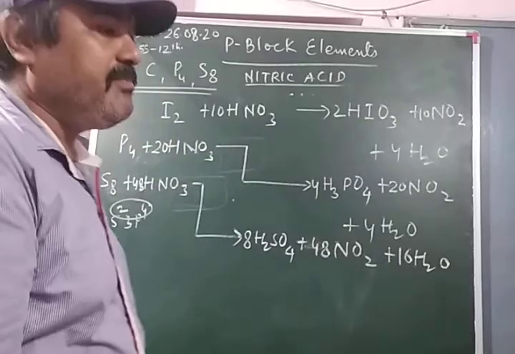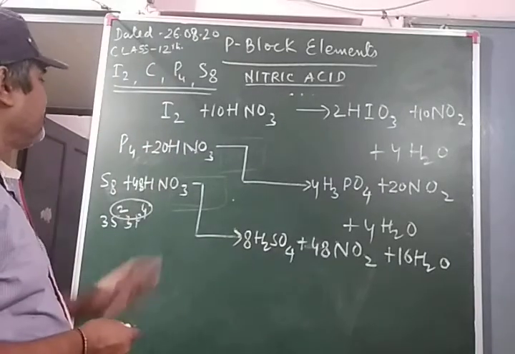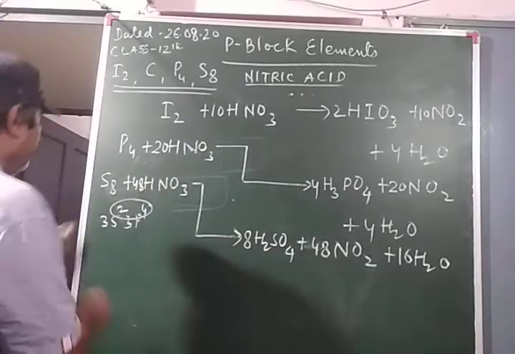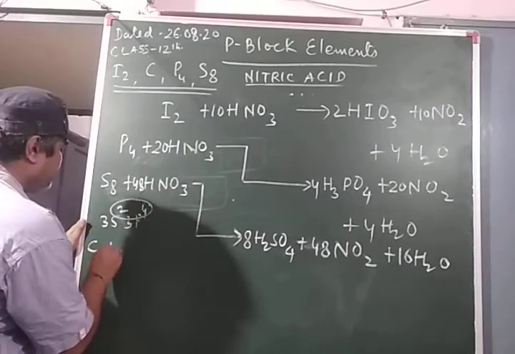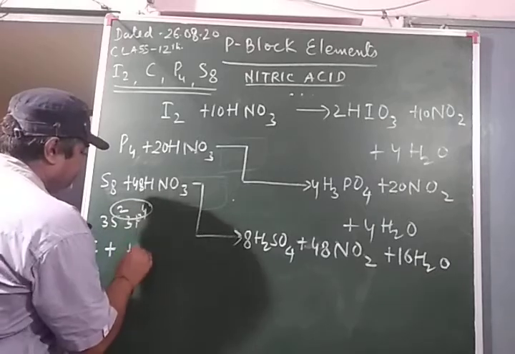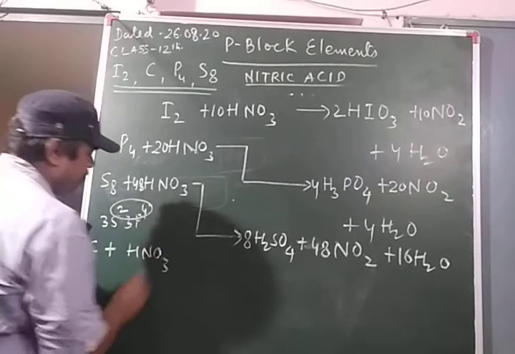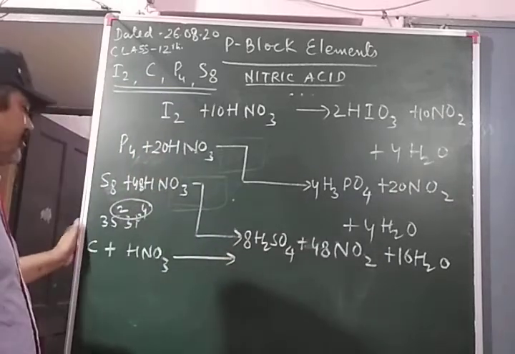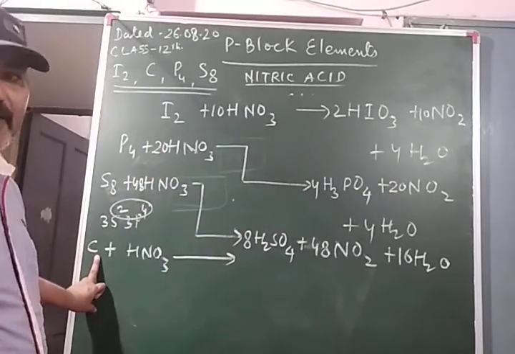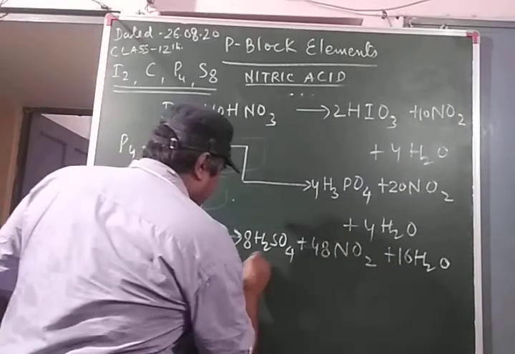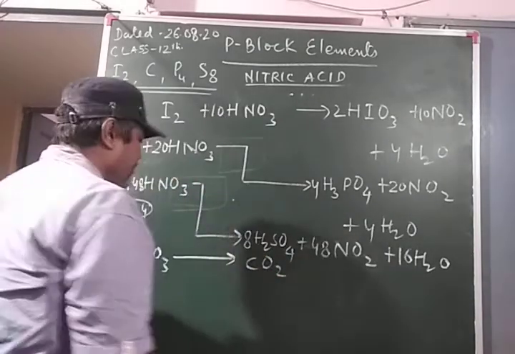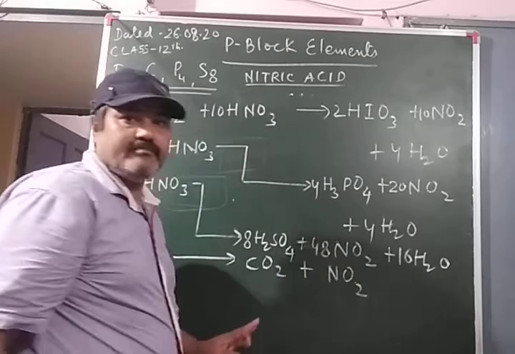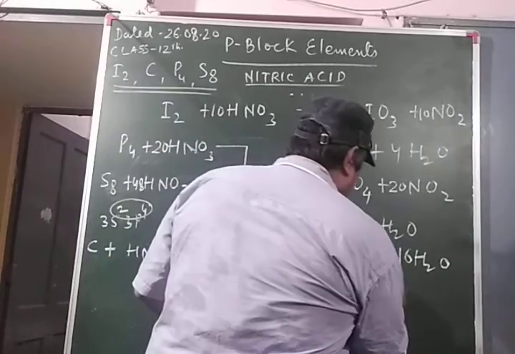Now we will discuss the reaction of carbon with nitric acid. Look here. Carbon plus HNO3. In the case of carbon, carbon dioxide is formed. Carbon dioxide plus nitrogen dioxide plus water.